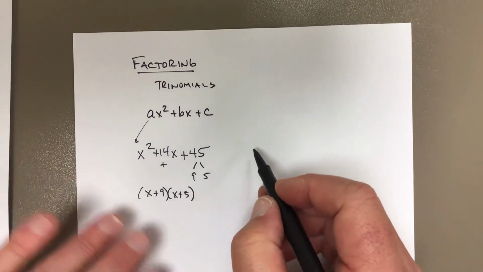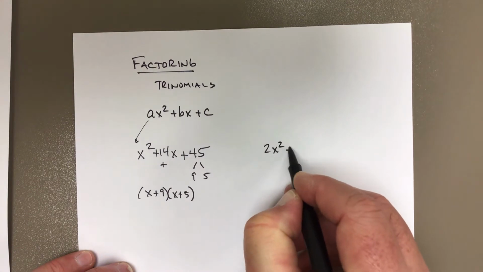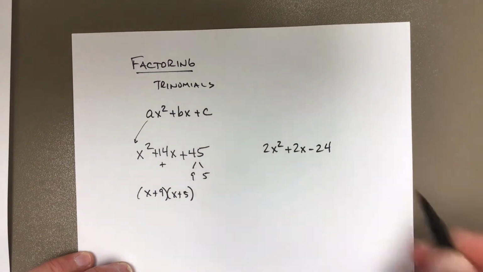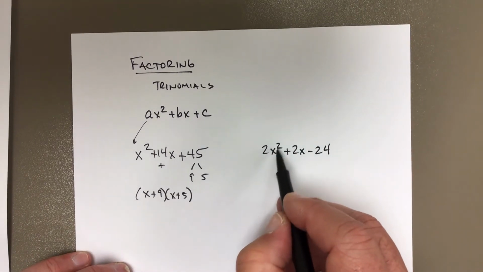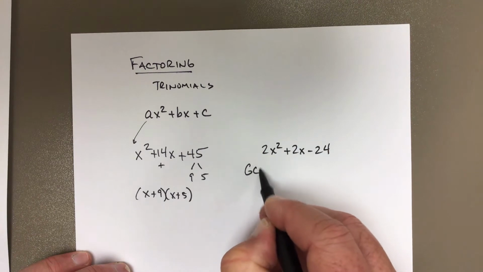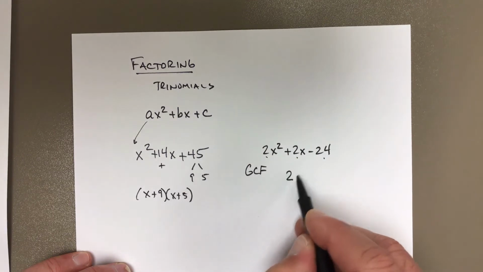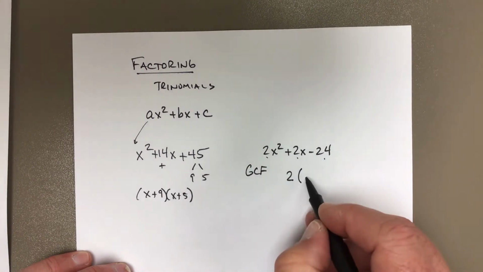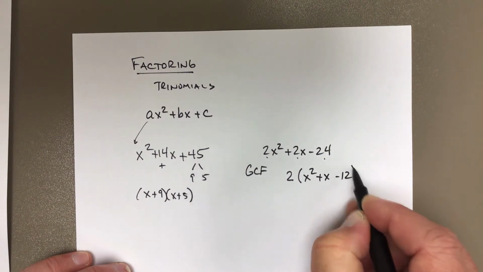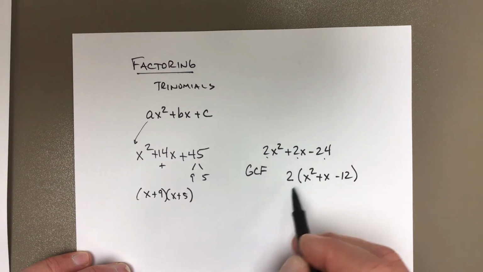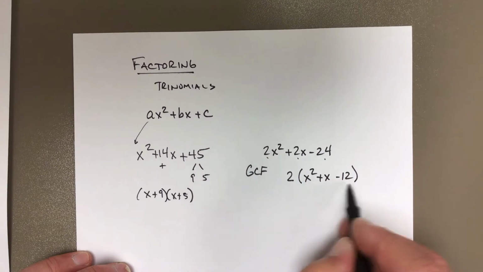Sometimes they would make a number, like 2x squared plus 2x minus 24. Then we would say, oh, look, there's a number attached to the x squared term. We need a greatest common factor. Well, for 2, 2, and 24, we can take out a 2, and what's left over is x squared plus x minus 12. Basically, we're taking all three of these terms and dividing by 2. Then we can go ahead and factor this.